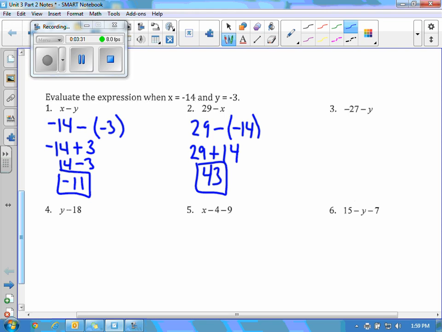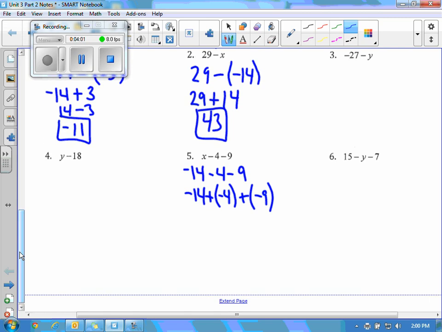I'm going to skip down to number 5 because we have 3 numbers now. So I plug in negative 14 for x. I have minus 4. I have minus 9. So now I have 3 integers instead of 2. I want to rewrite everything as addition first though. So I keep the negative 14. I change subtraction to addition. I change positive 4 to negative 4. Then I change again, change subtraction to addition, change positive 9 to negative 9. So now I'm adding 3 negative integers, so I know I can just add them all together, put a negative sign out front. So 14 plus 4 plus 9 is going to give me 27, and then everything's negative, so this stays negative.